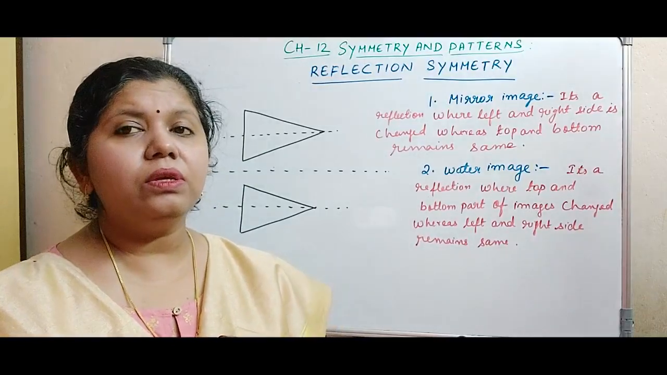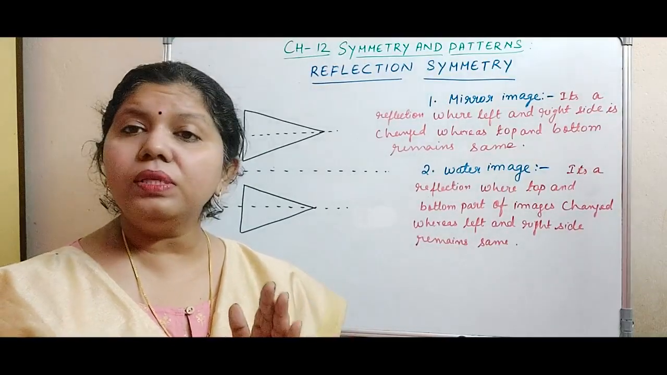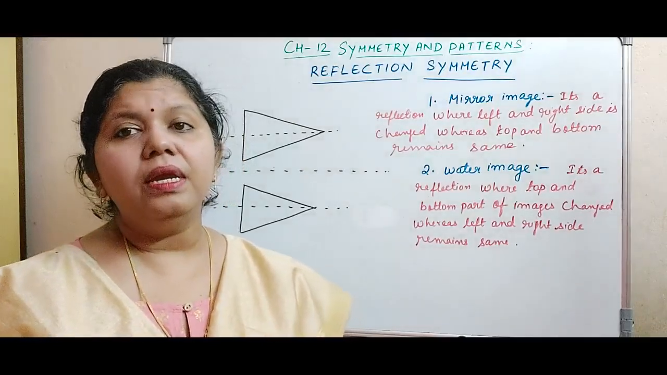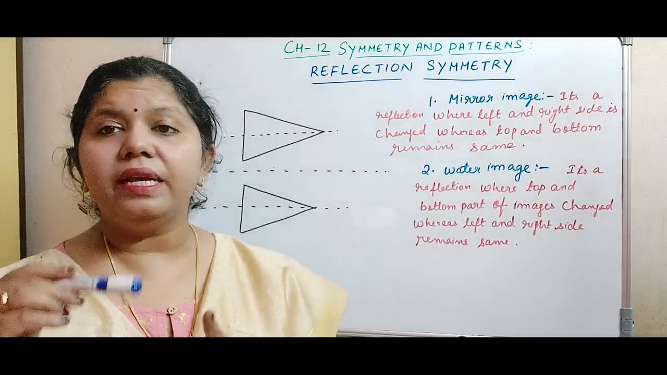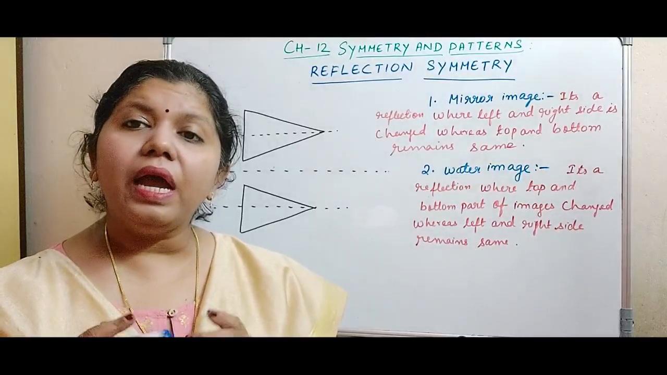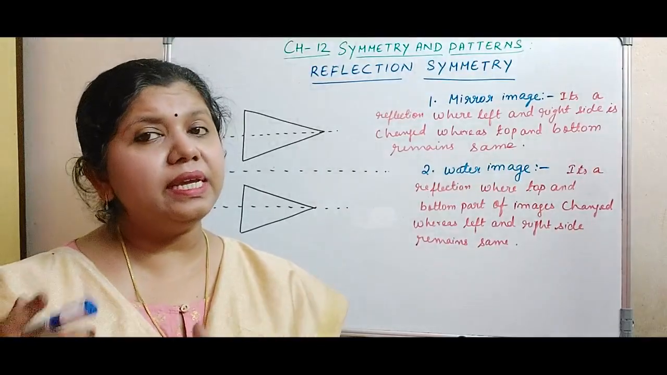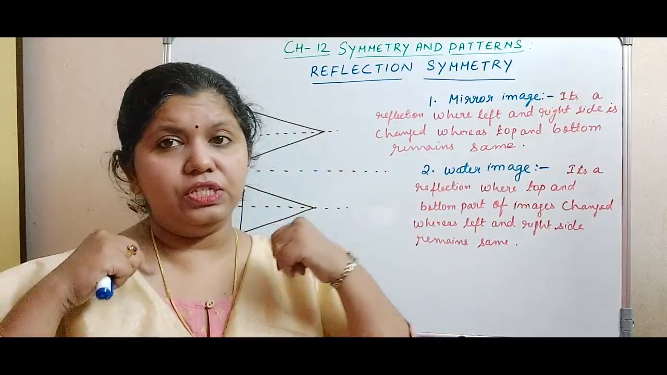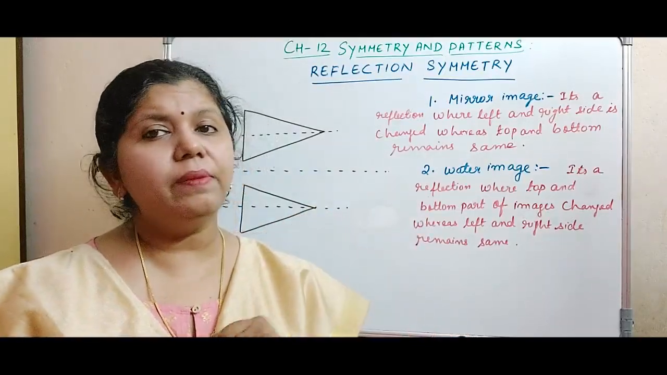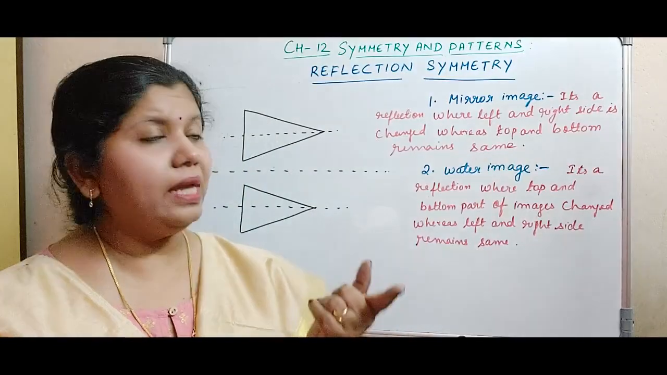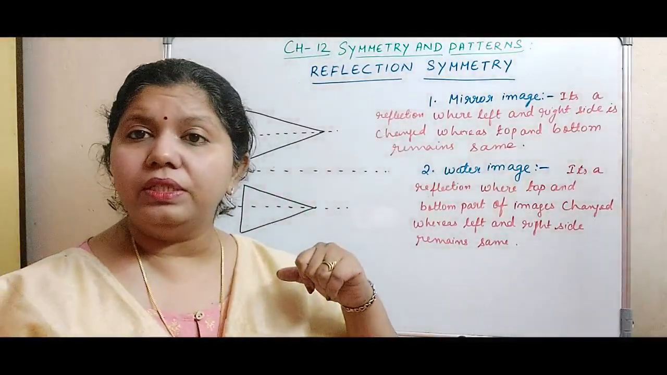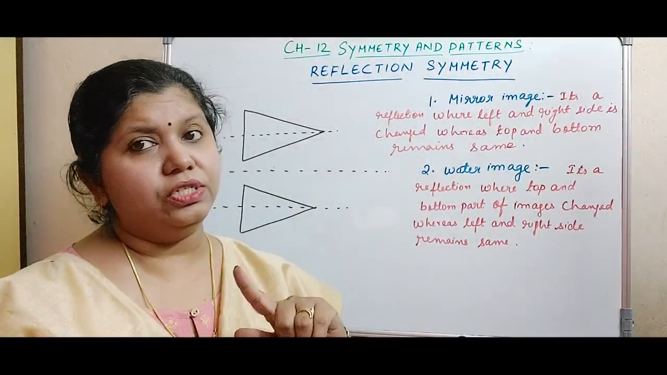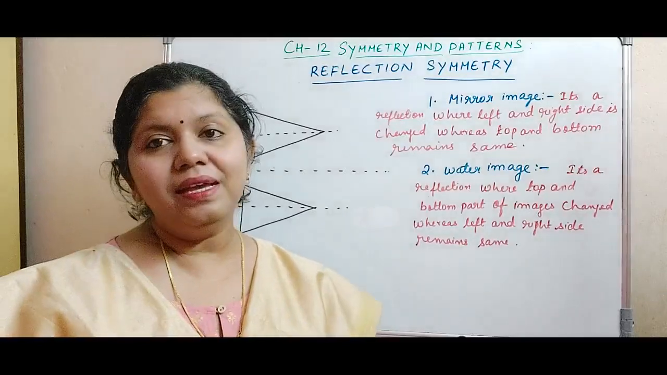Why? Because the triangle has a vertical line of symmetry and the mirror is kept vertical, that is why you have got identical images. But in the second figure, you saw that both the triangles were facing towards each other, meaning the image was not the same as the object. That is a good example of mirror image, because there the left and right side is changed, but the top and bottom part remain the same.